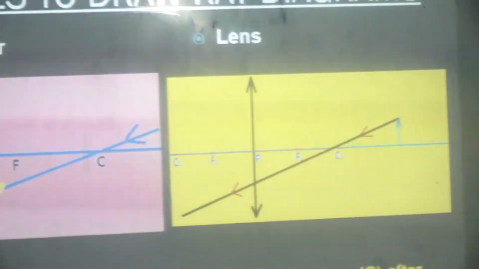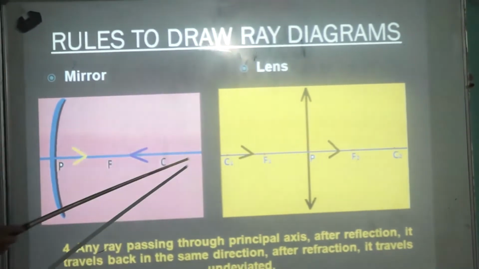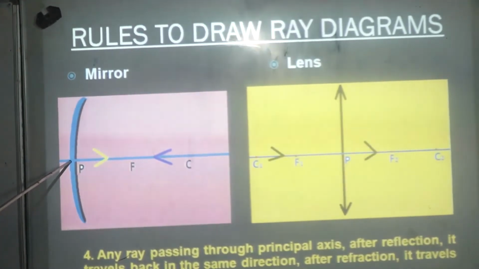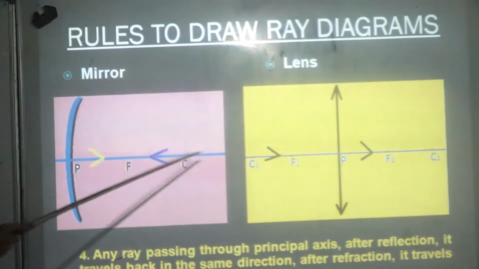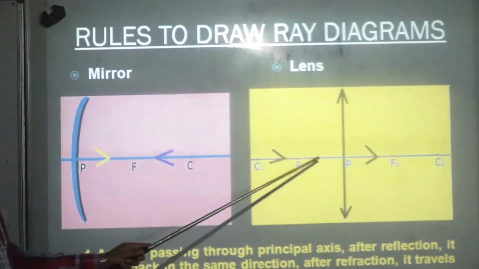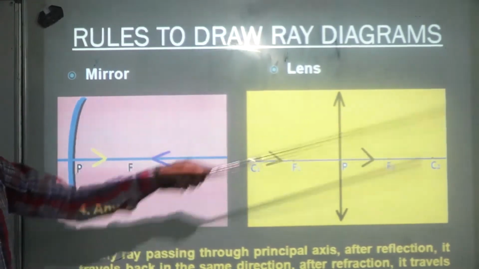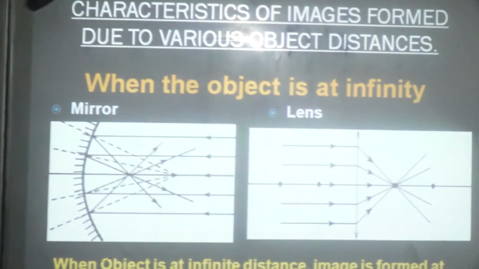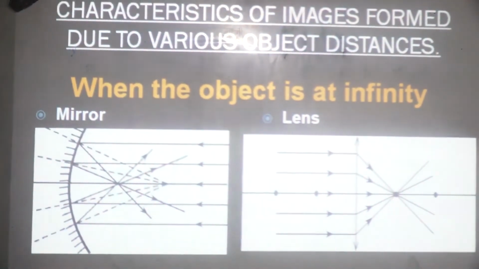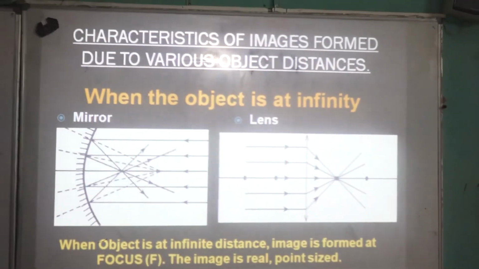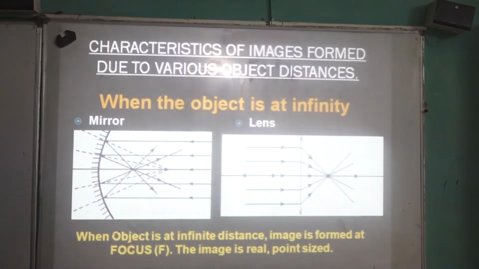Now come to the fourth rule. This is the ray passing along the principal axis. After reflection it takes the same path backward. Here also same thing. The ray passing along the principal axis, after refraction it passes undeviated. These are the four rules which we use to draw the ray diagrams. Very important. If you remember these rules, then drawing the ray diagrams is very easy.